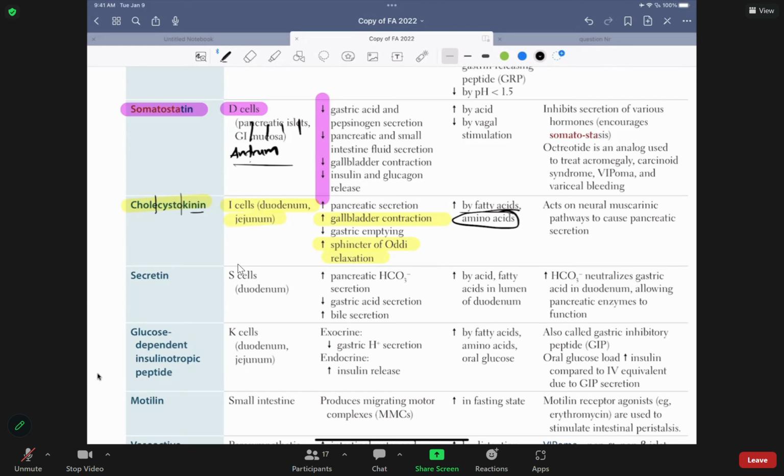All right, I'm seeing some other diseases. I'm pretending like I didn't see it, okay?